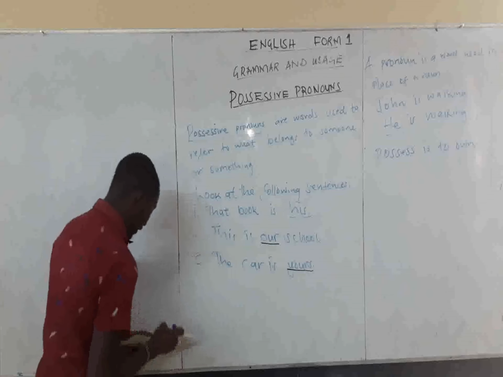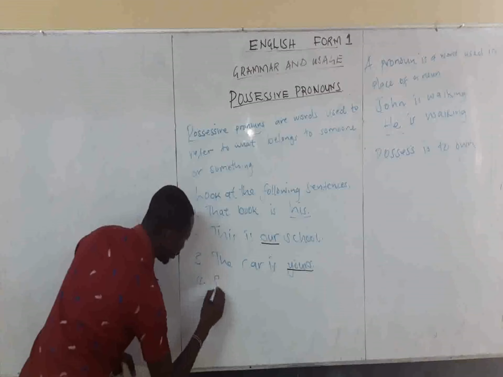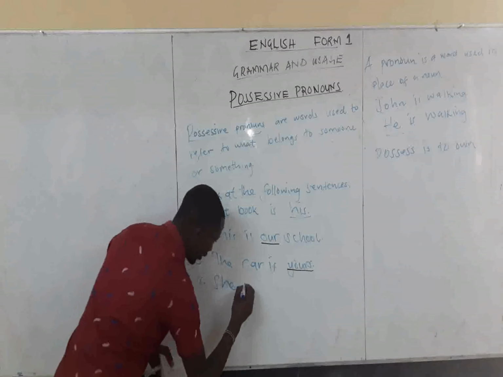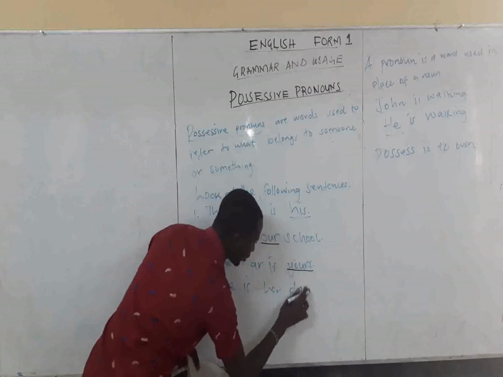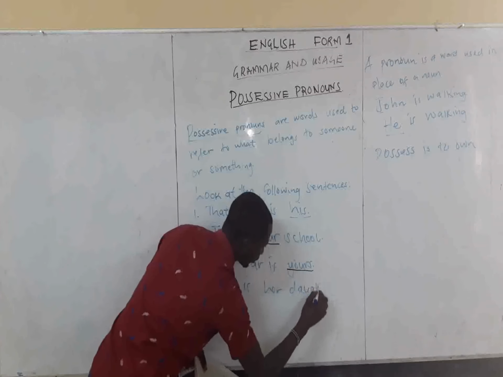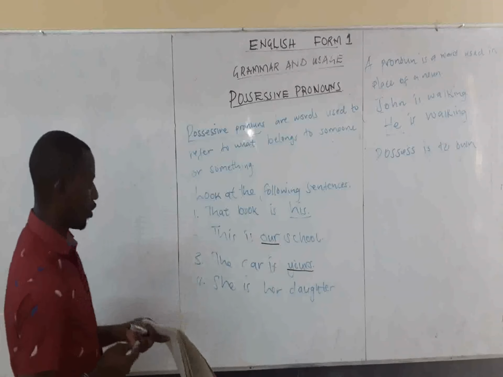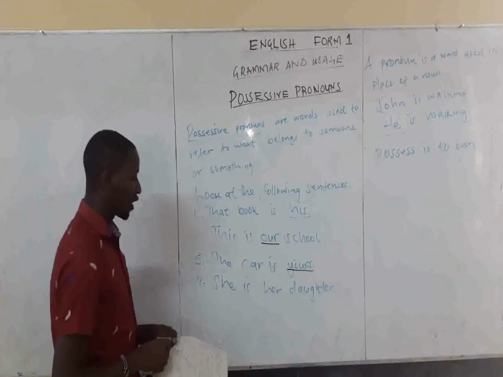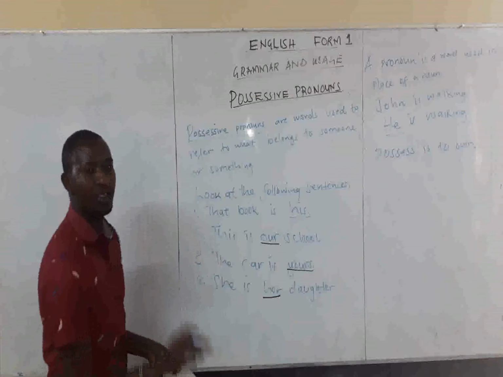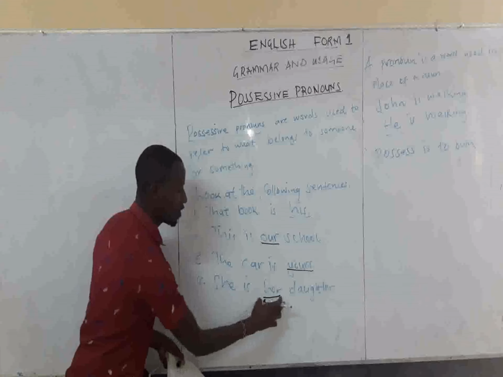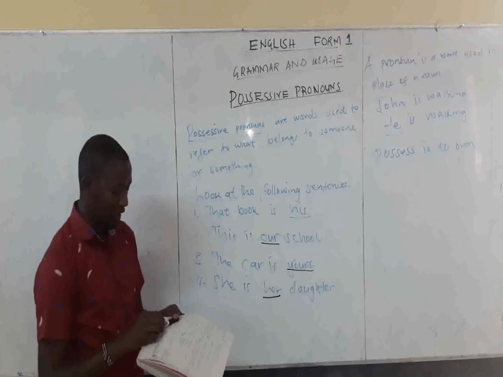Lastly, Lana, let's look at this. Number 4. She is her daughter. So, whose daughter is that? Her daughter. She is her daughter. This her belongs to someone else.